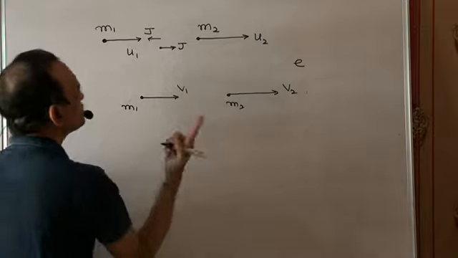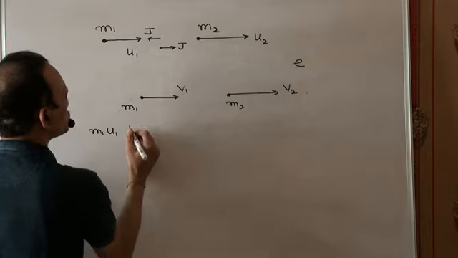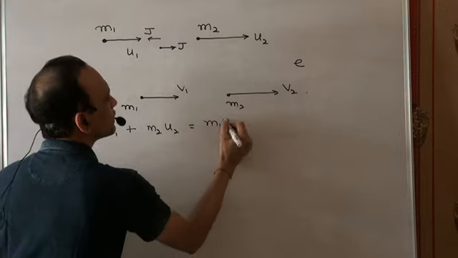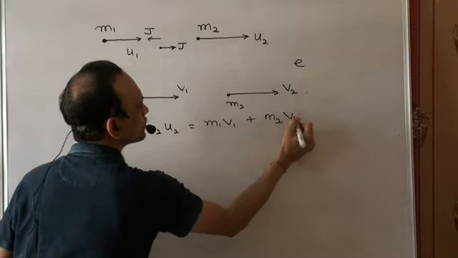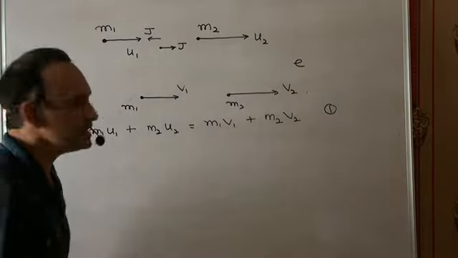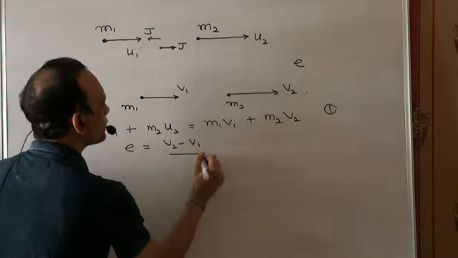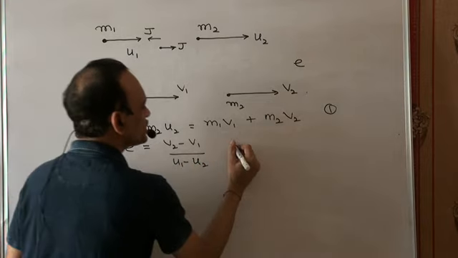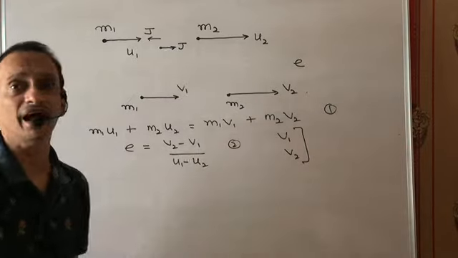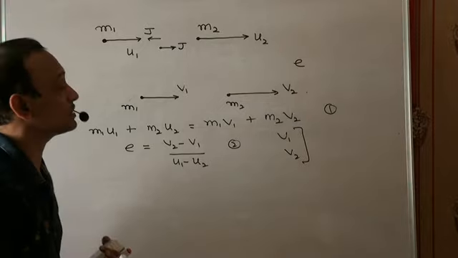How do we do that? Simple. Conserve linear momentum: m1 u1 plus m2 u2 must be m1 v1 plus m2 v2. That's conservation of linear momentum. And then we can write the expression for e, relative velocity of separation, v2 minus v1, by u1 minus u2, and using these two equations we can solve for v1 and v2, the velocities post collision of the two particles.